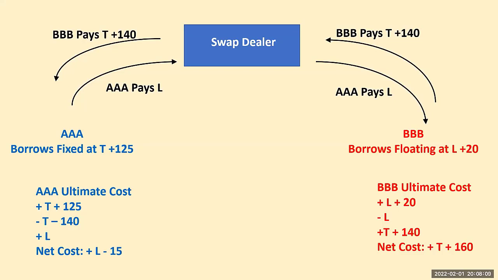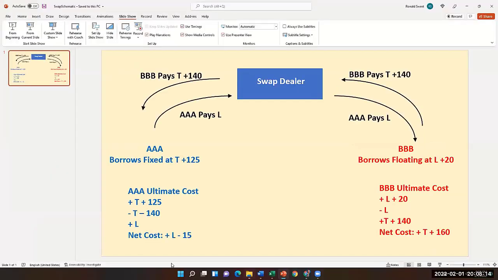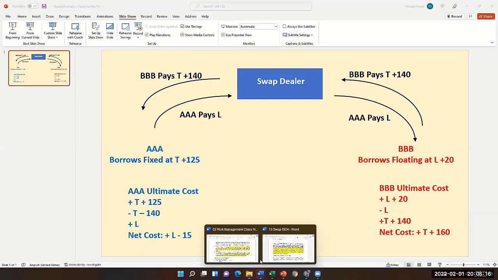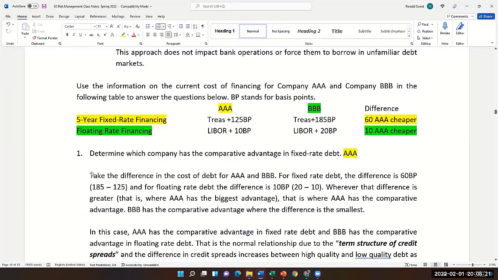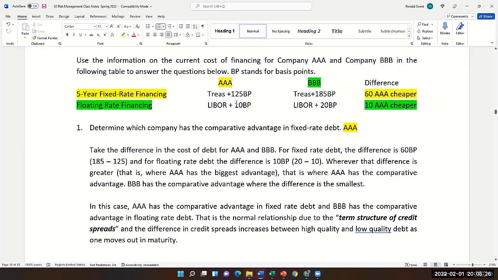And let me show you the magic here, all right? Some of y'all probably already figured it out, but we'll get into it. So AAA ended up at LIBOR minus 25. They saved 25. BBB ended up with treasuries plus 160. They saved 25. Anybody figured out where that 25 came from? It's on that page right there. It's the difference between 60 and 10, and then it's 50 and then split in half.